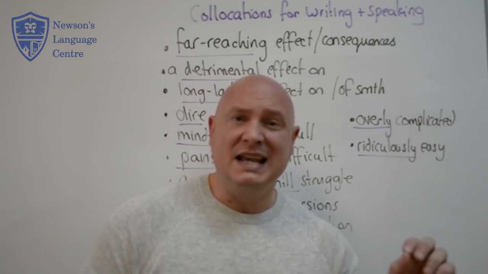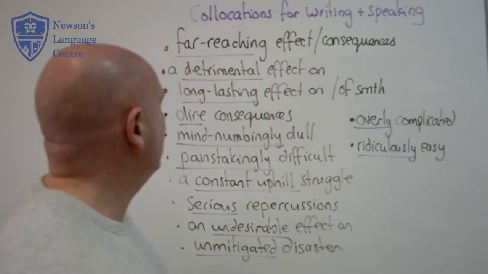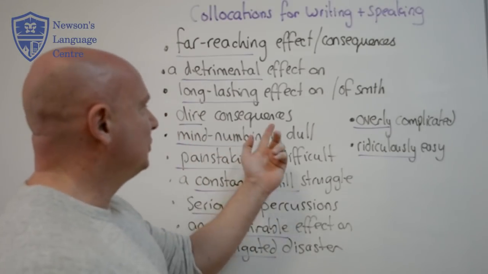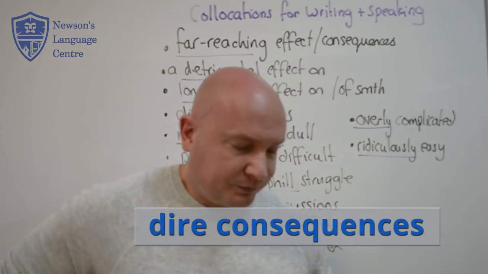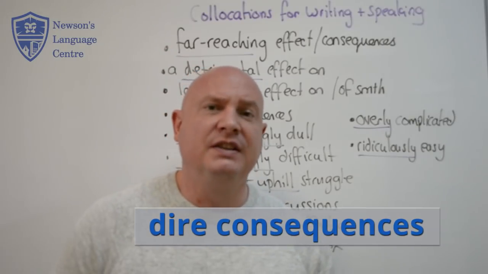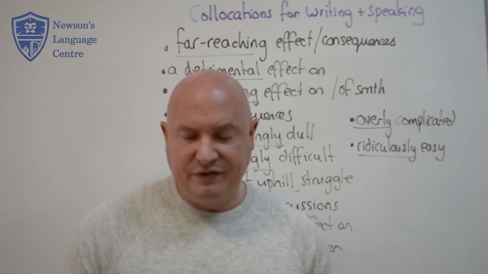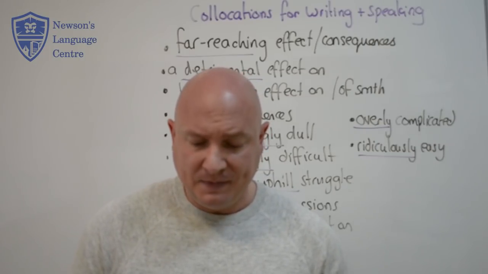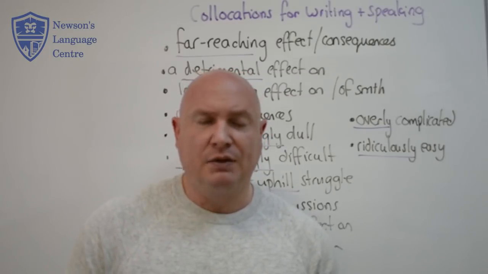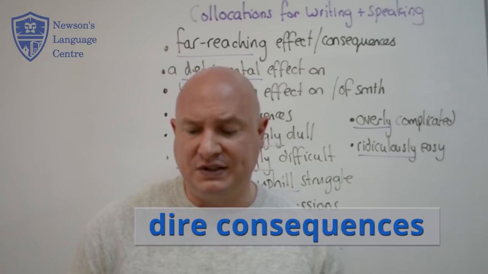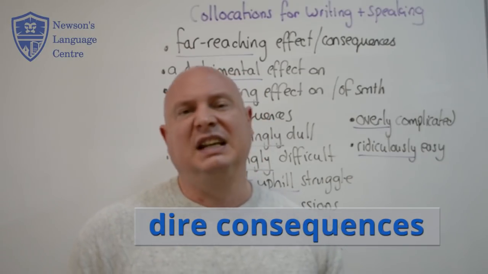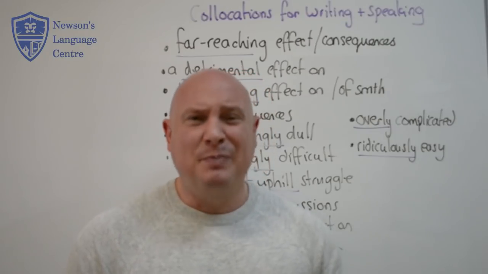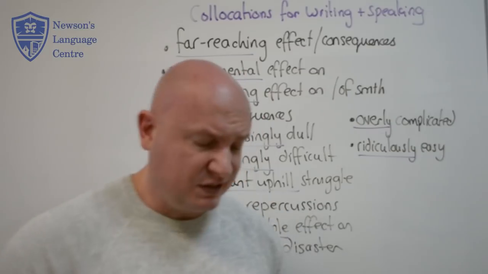So we can actually take this word dire and use it with other collocations. For example, dire consequences. So I could say, reducing investment into the health service may have dire consequences in the near future. That just sounds really good, rather than bad consequences or bad results. That's basic. This is advanced, C1, C2.